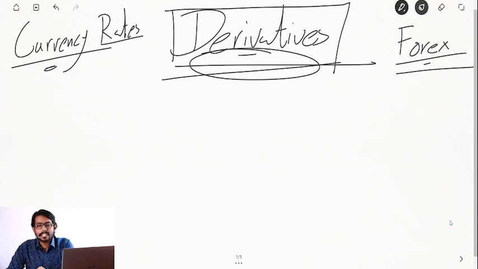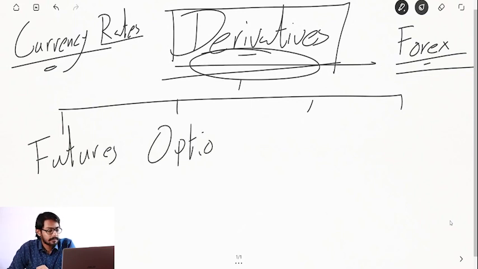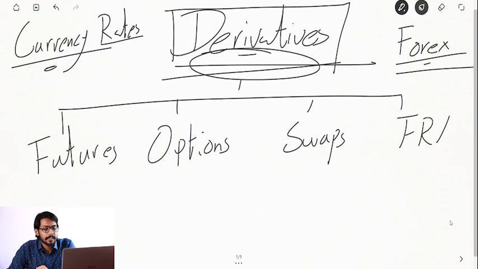So, shall we discuss our chapter? Shall we begin our discussion? All right. So, we are going to start with derivatives. We are discussing four derivative instruments. They are futures, options, swaps, and FRA, forward rate agreement. So, these are four derivative tools, derivative instruments that we are going to discuss in this chapter.